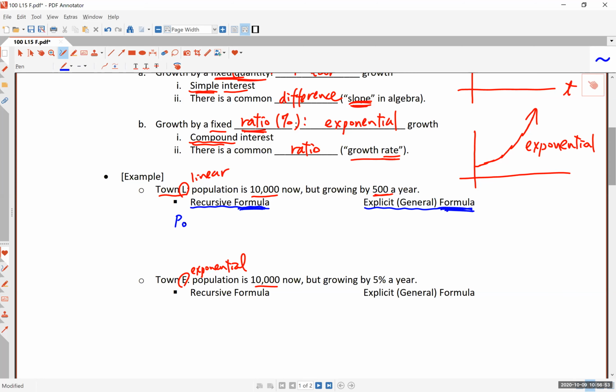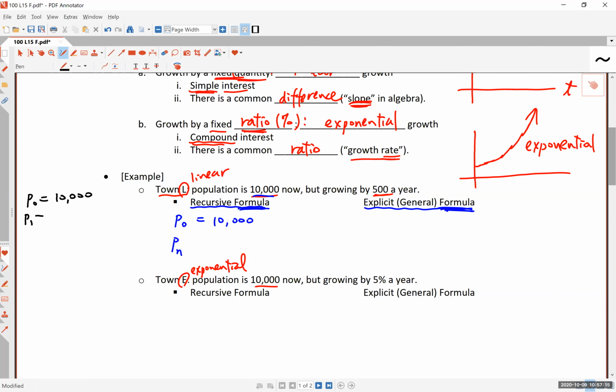And so that's the subscript 0. Let's say P naught is 10,000, because that's what it says here, right? Now, what's going to happen in the following year? Let's try to figure out what happens to this. So P naught is 10,000.